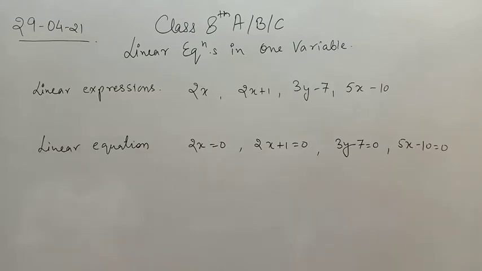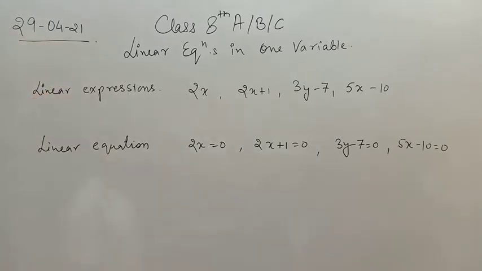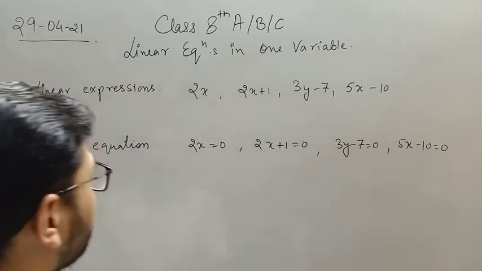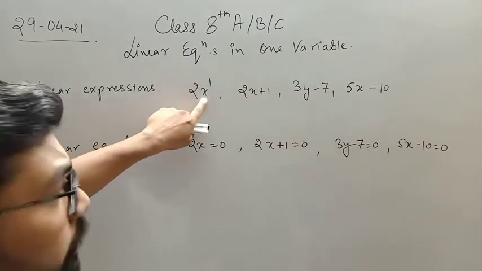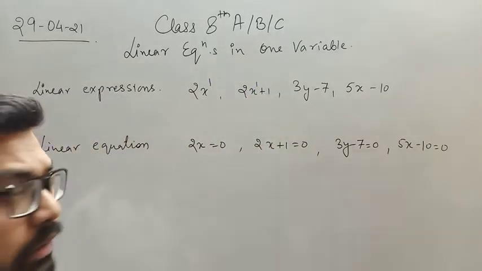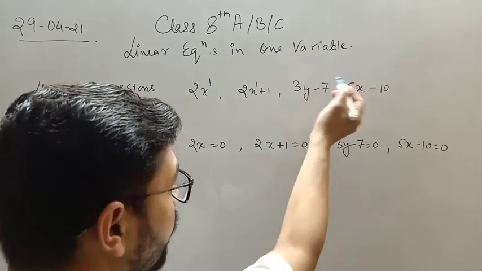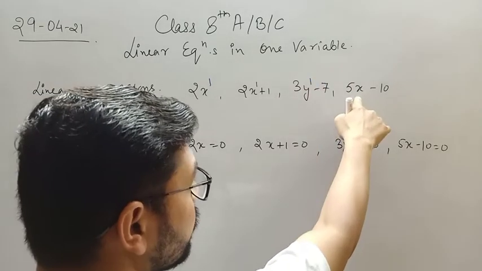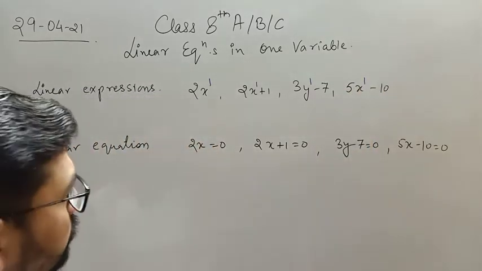Now the next thing is linear expressions. Why am I saying linear expressions? In later classes you will learn about polynomials. So these are linear polynomials where the maximum power of the variable is equal to 1. Here also the power of x is 1. Here also the power of the variable, which is y, is 1. Again the power of this variable is equal to 1. Here also.